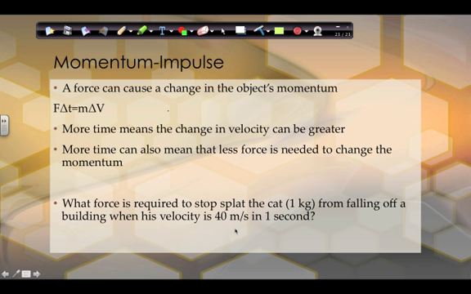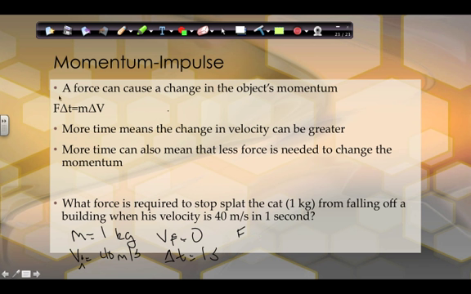Okay, so what force is required to stop Splat the cat, which is 1 kilogram, from falling off a building when his velocity is 40 meters per second in 1 second? Okay, so when you do this, pull out your variables like you always do. So your mass is 1 kilogram. His velocity is 40 meters per second. And then you need to decide if it's the initial or the final. So if we're trying to stop him, he's initially going 40 meters per second, and then his final velocity should just be 0. The time we're given to do this is 1 second, and we are looking for the force.